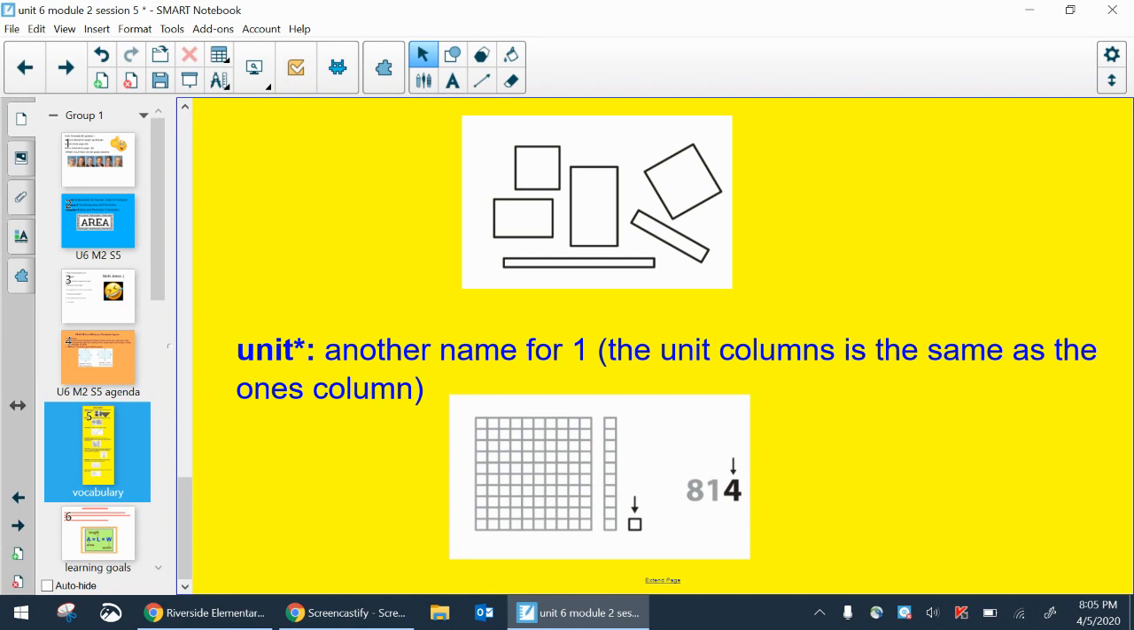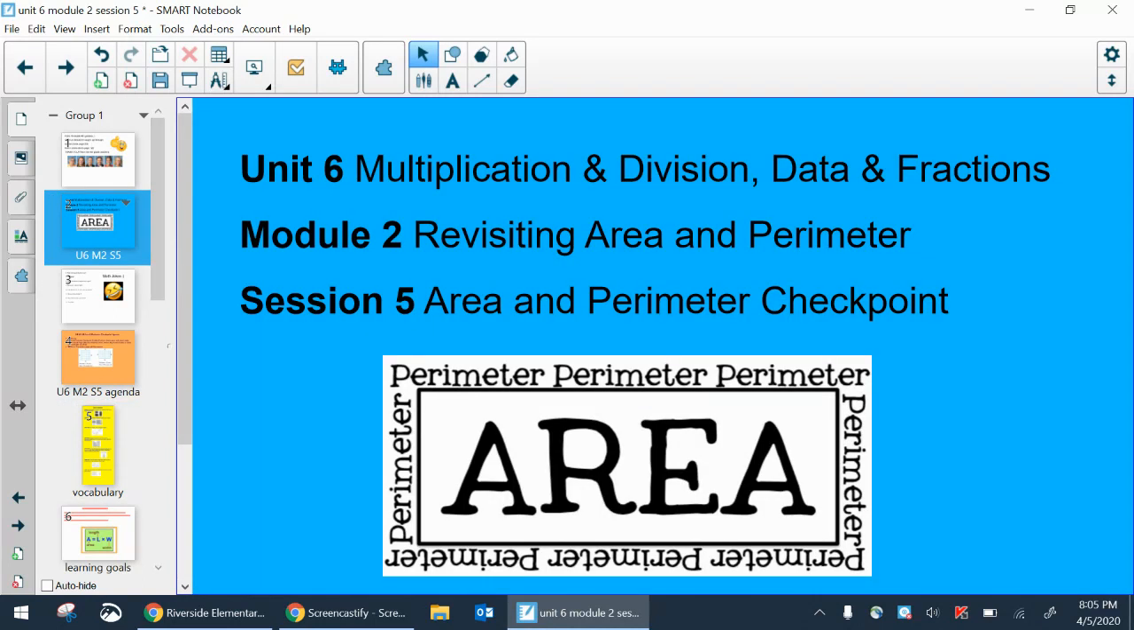And our last vocabulary word for today is unit, which is just another name for one. The unit column is the same as the ones column. And here again is a model of a unit with our base 10 pieces. And if we're looking at a number in standard form, in this example, the 4 would be the unit, also known as the 1. 4 ones in the number 814. All right, continuing on.